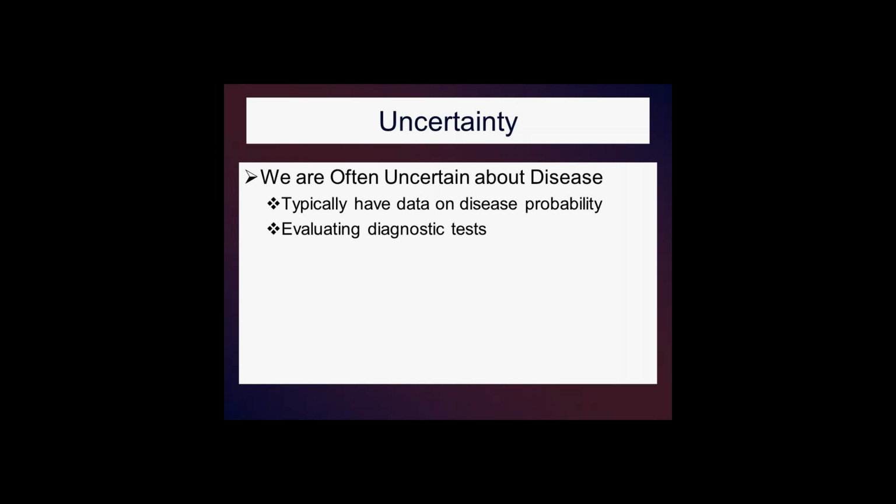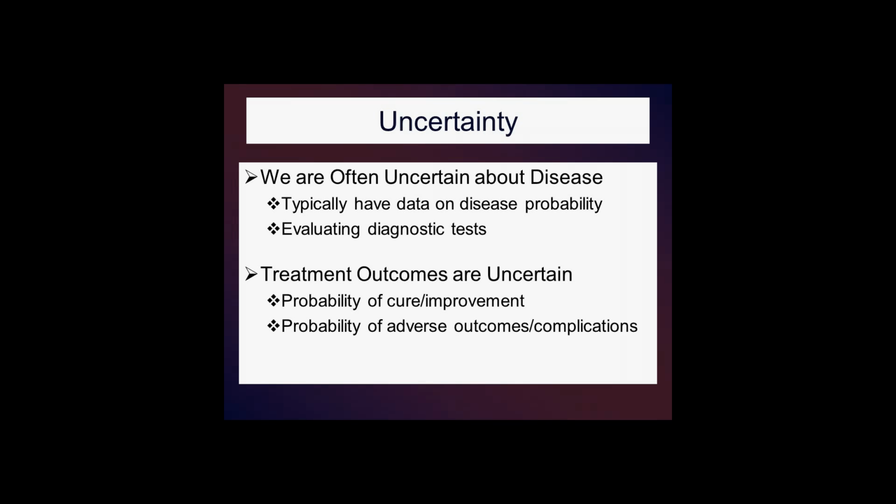So we have to deal with the fact that we're uncertain as to just exactly what we're dealing with, and we don't know what the outcomes will be in an individual case. So there's some probability that we'll have a positive effect with a given treatment if we have the right diagnosis. There's also some probability of adverse outcomes and complications that can arise even if we've got the diagnosis right.